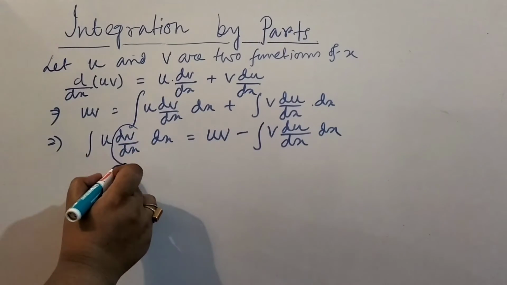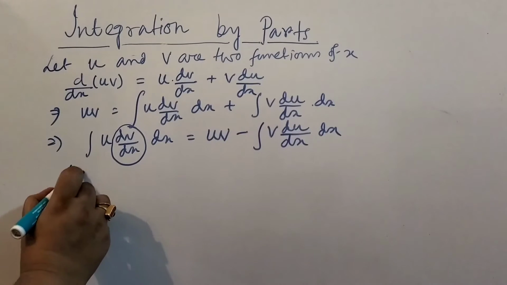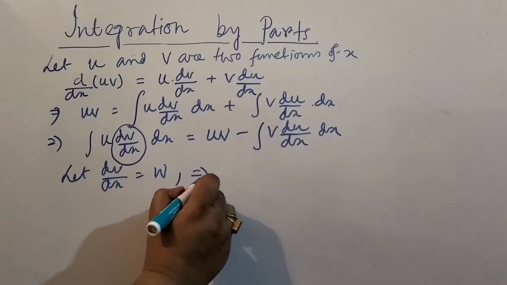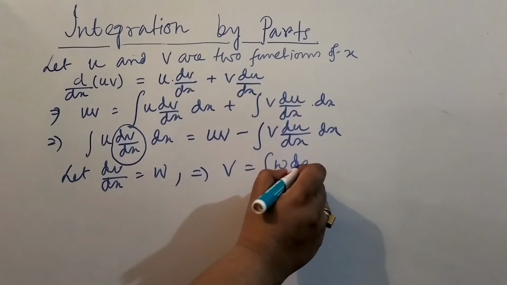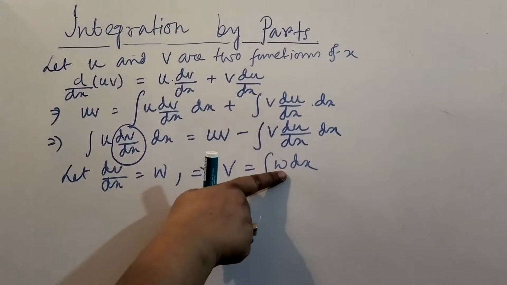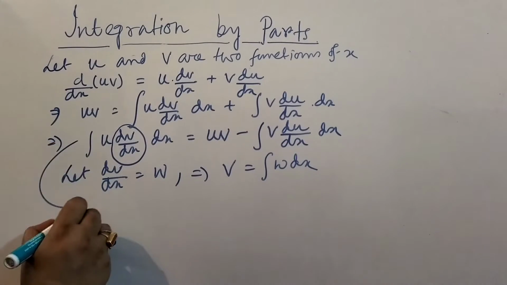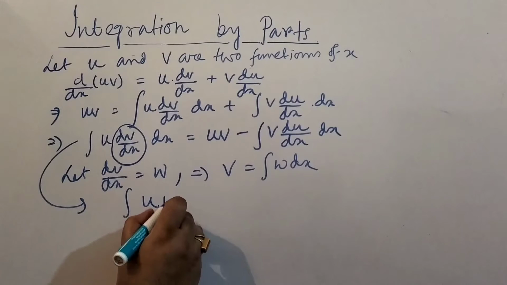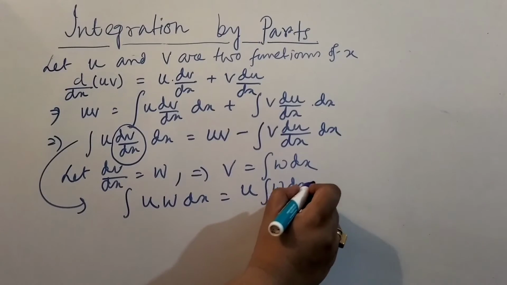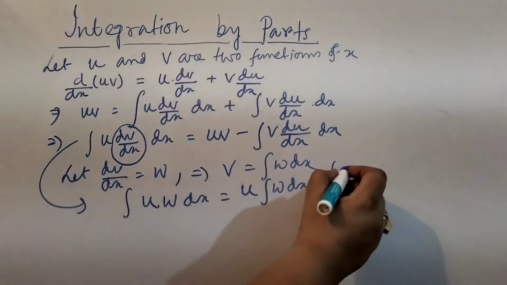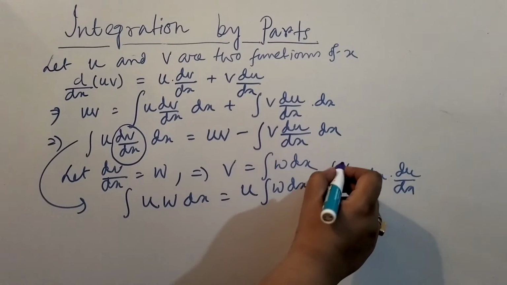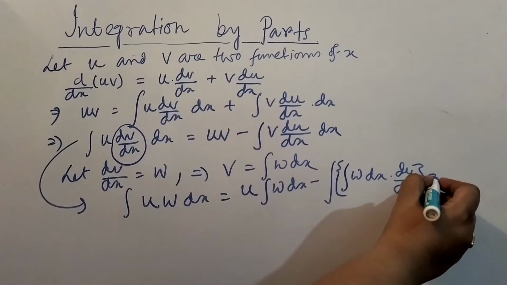Now let us consider dv/dx in terms of another variable. Let dv/dx be equal to, suppose I am taking here, w. So it means v is equal to integration w dx, right? So here in the place of dv/dx we can write w, and in the place of v we can write integration w dx in this relation. So let's do this. Integration u w dx is equal to u integration w dx minus integration, in the place of v we can write integration w dx, du/dx, and hence this entire function will be integrated with respect to x.